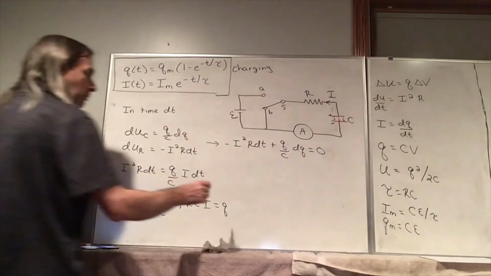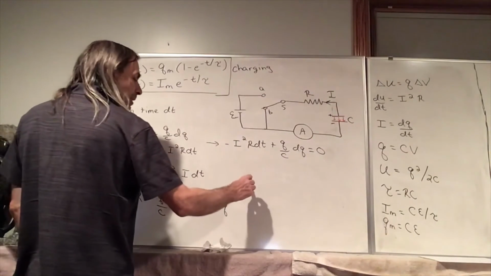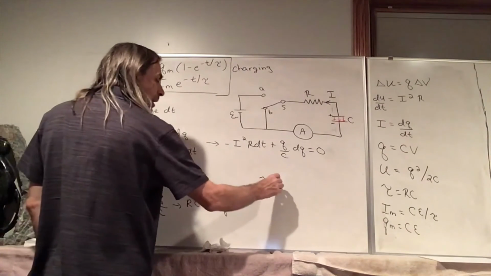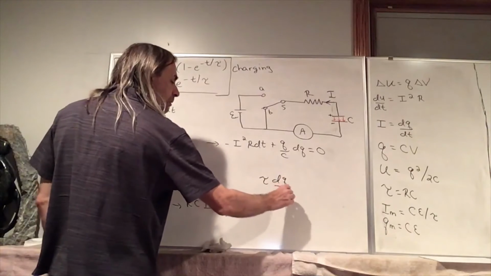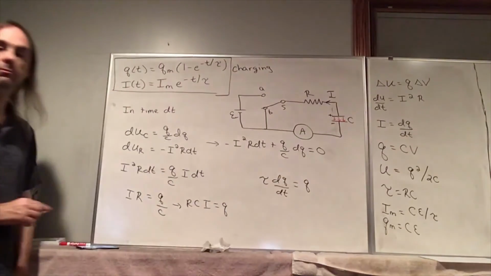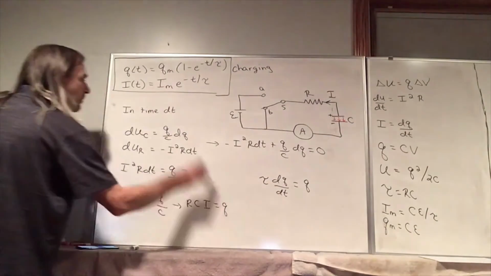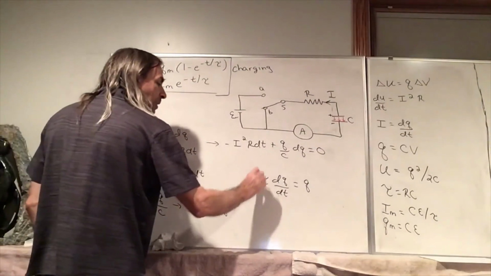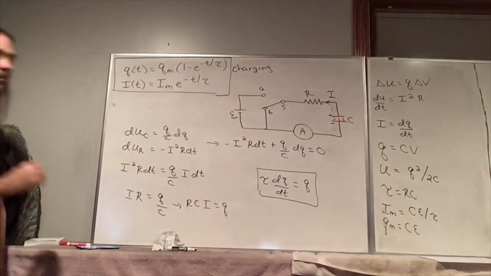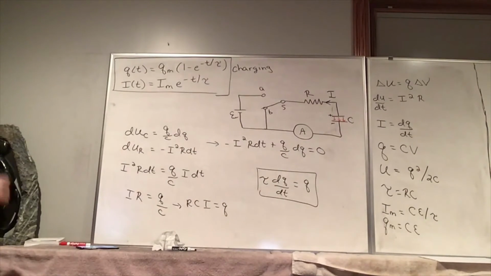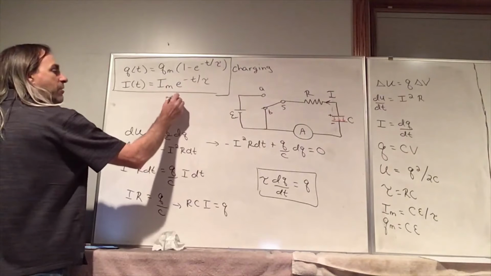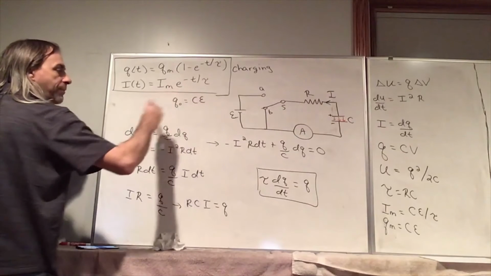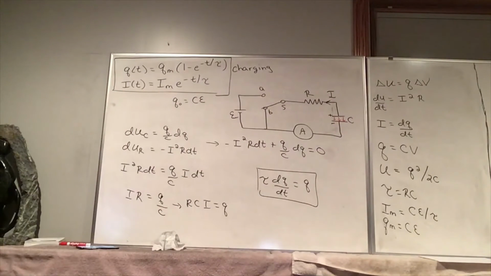Let's replace I with dq/dt. So our final result, we have tau times dq/dt equals Q. So that's our differential equation. Let's put a box around this. I'm going to move it, but that's what we get. And of course we have initial conditions. Let's write that down as well. Q0 is equal to Q max, which is C epsilon. And we're going to need that.